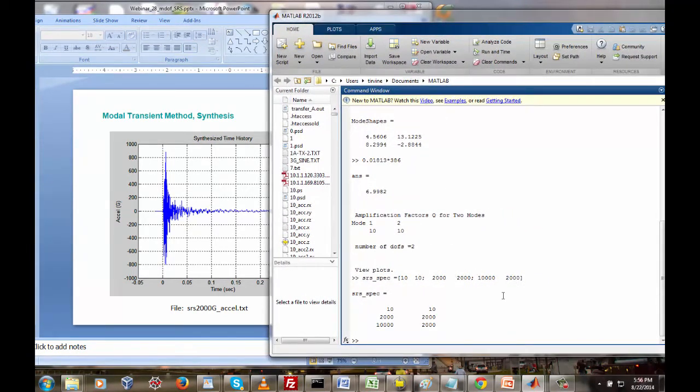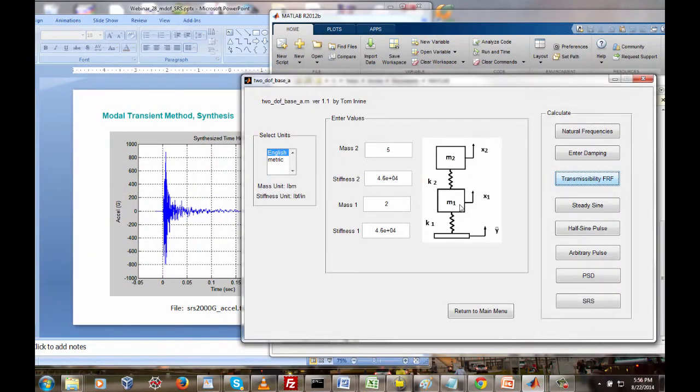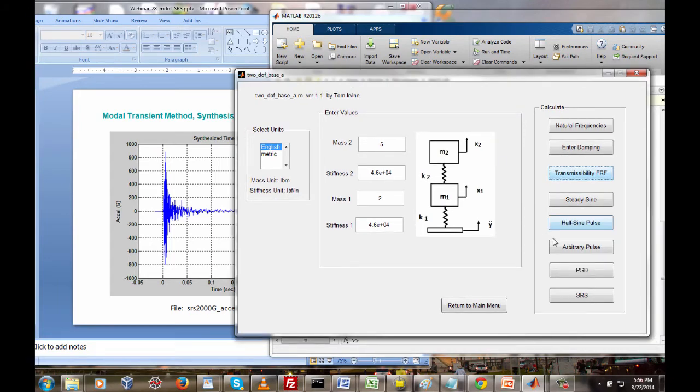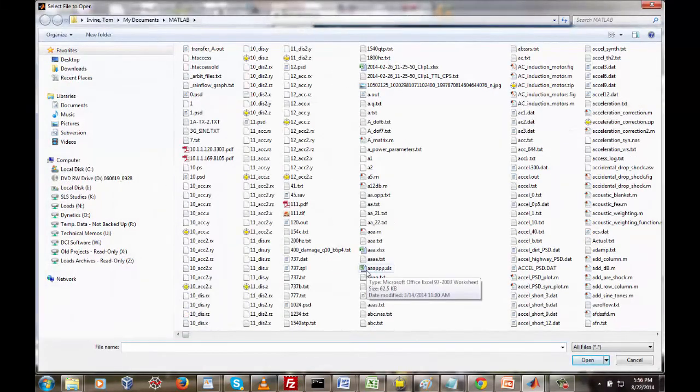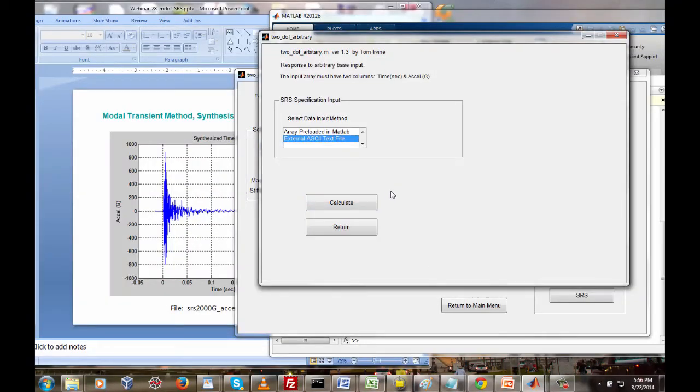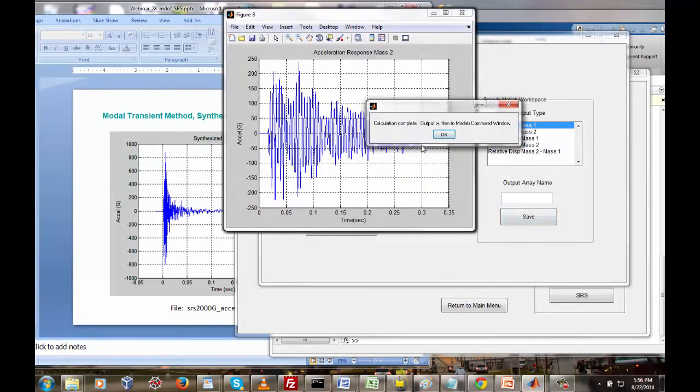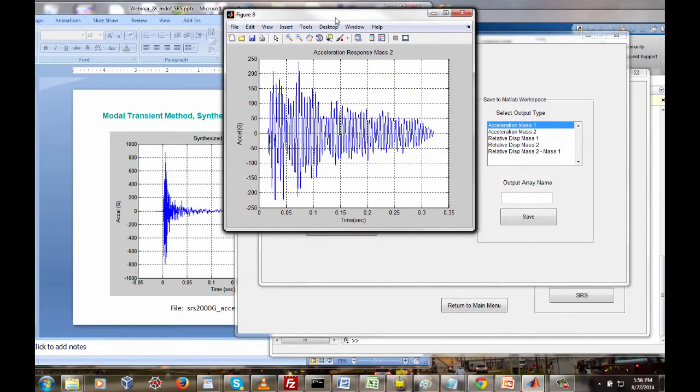Let's go to our vibration data GUI, and actually we want to go back to this 2_DOF_base_A where we've already been before, and let's do an arbitrary pulse. So we're going to use the digital recursive filtering relationship for applied force. And this is a response to arbitrary base input. The input array must have two columns, time in seconds, acceleration in G. So we have an external ASCII file, and it's that 2000G synthesized waveform. And once we've called that in, we can just go ahead and do our calculation. Get a whole series of plots, and I think there's going to be something on the command window as well.